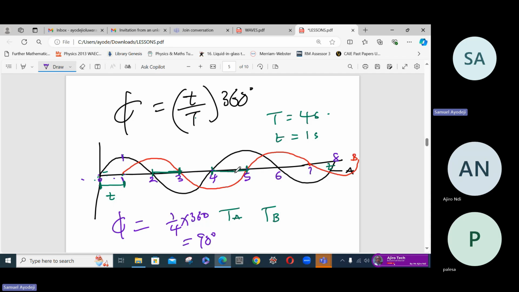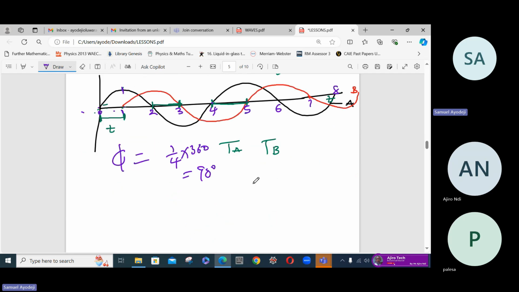But what does constant phase difference mean? Constant means the same. And for us to achieve a constant phase difference, the frequency must be constant. And don't forget that under waves, we have frequency as 1 over period. Can you hear me? Yes. Now, we have 2 waves, so frequency for A and frequency for B.